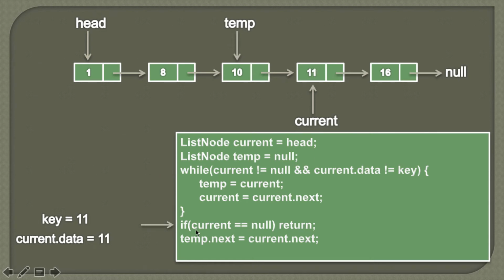Here we will check whether current is equal to null. If current is equal to null, it means that we have traversed the complete linked list and haven't found the key. Therefore we'll simply return from the method. And if you see, current is not null, therefore the if condition comes out to be false.